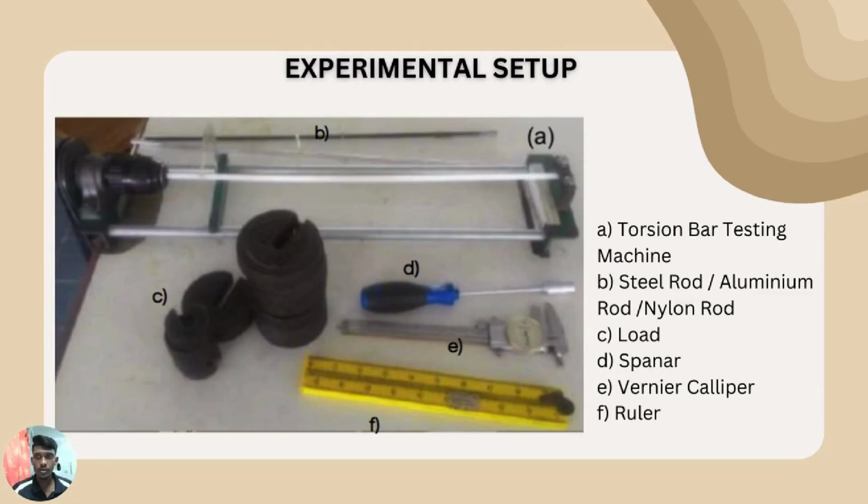Moving on, as for the experimental setup, we will need a torsion bar testing machine, steel rod, aluminum rod, nylon rod, loads of 1 Newton and 5 Newton, spanner, vernier caliper, and a ruler. The materials should be arranged as shown in the picture here.